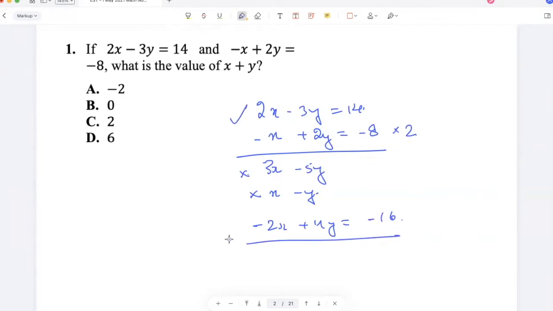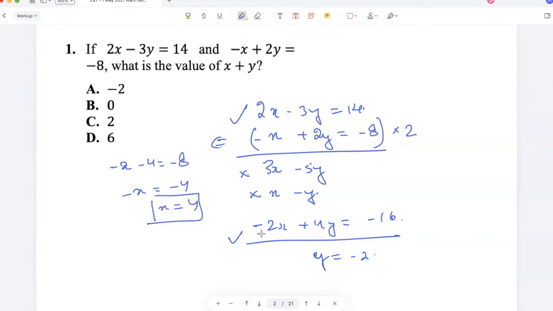And let's add this and this. So I get y is negative 2, right? And if y is negative 2, then from this equation, I get minus x minus 4 is minus 8. So minus x is minus 4, so x is 4. So x plus y is 2.